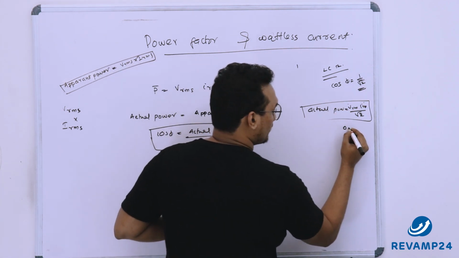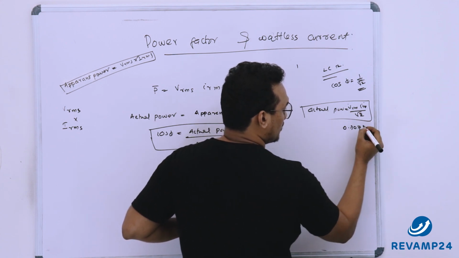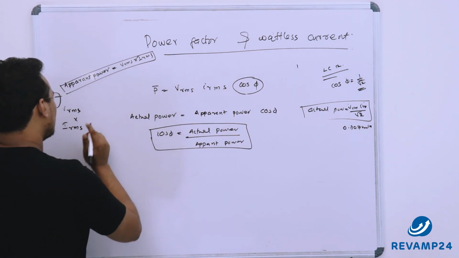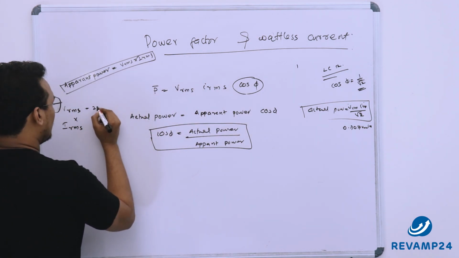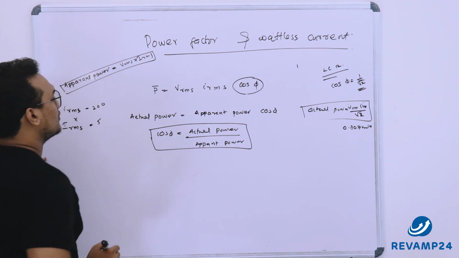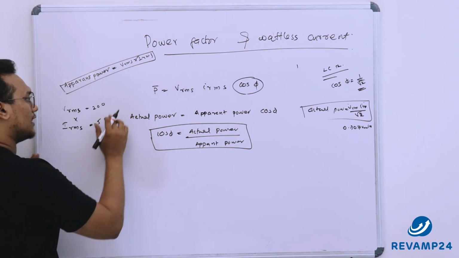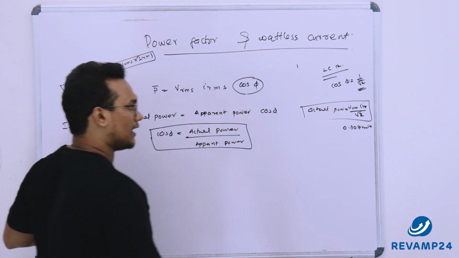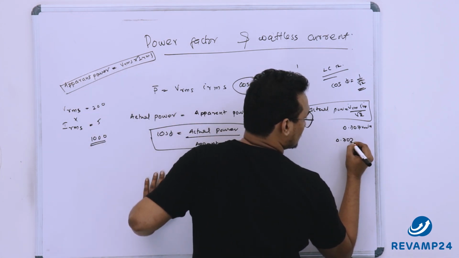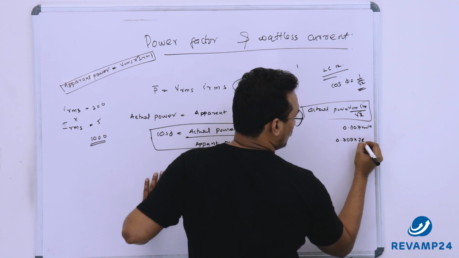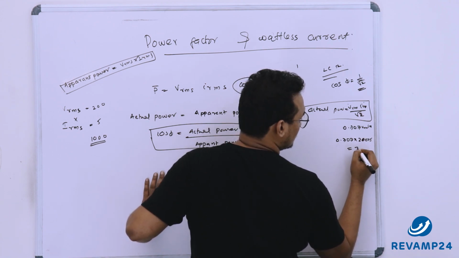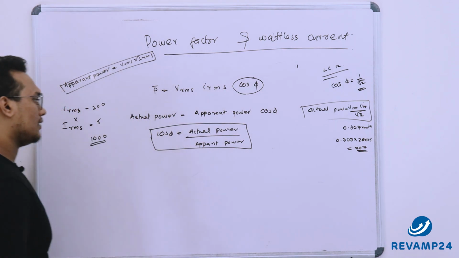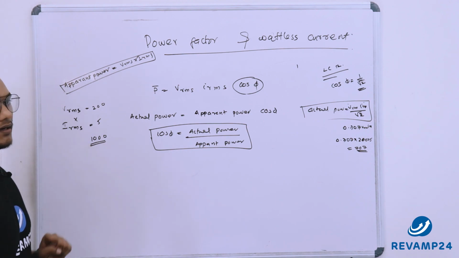So this is 0.707, that is 1 by root 2, times Vrms into Irms. Let's say Vrms is 200 and Irms is 5. So we are expecting that the power delivered is equal to 1000. But what is the actual value? The actual value is 0.707 into 200 into 5, which is 707. The actual power delivered is 707, but the apparent power we calculated is 1000.